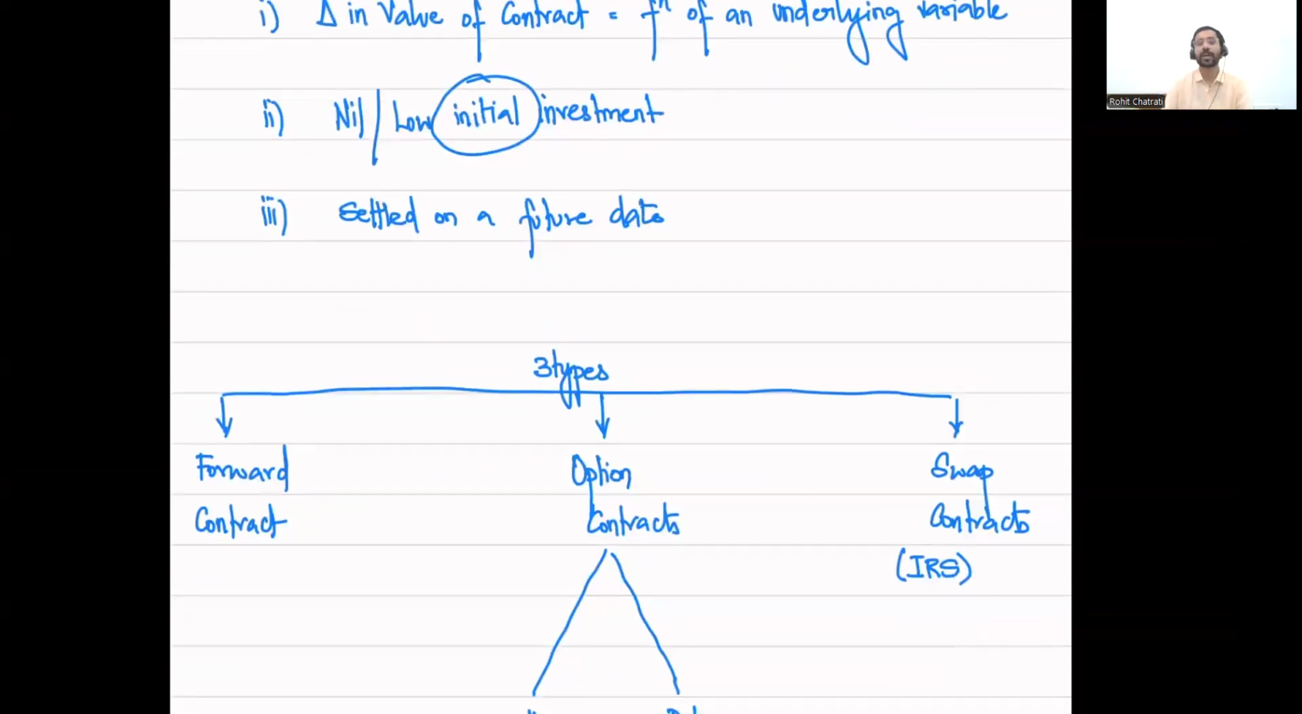All right. A forward contract is basically a contract where I am agreeing to purchase or sell.